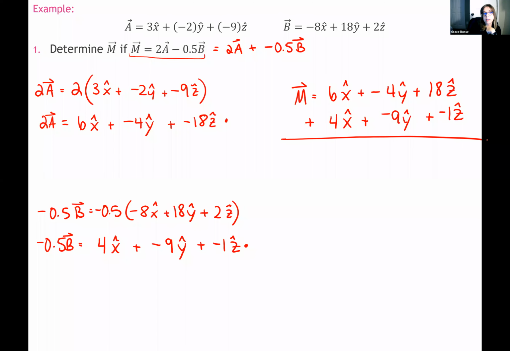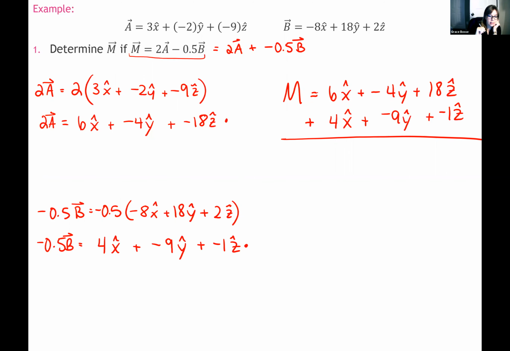Now I wrote my vectors, I kind of stacked them on top of each other. That helps me visually to only combine terms that have x hats together and y hats together and z hats together. You don't have to write it like this. You could write one big long horizontal equation. I'm just showing this to make sure that we only combine like terms.